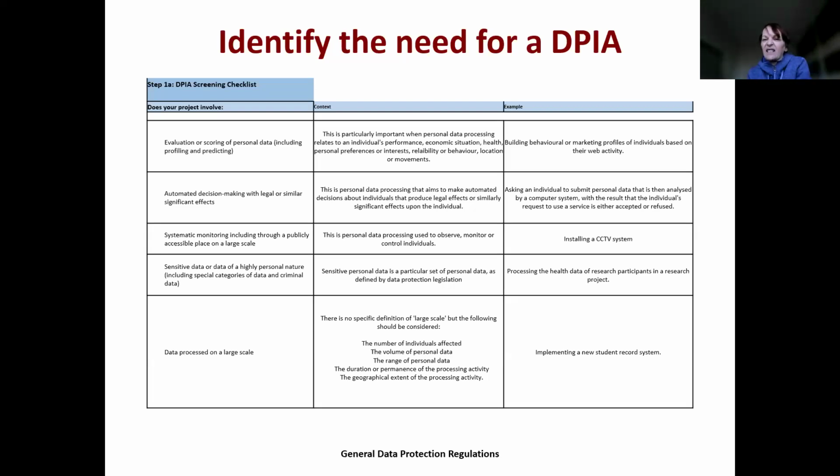Systematic monitoring, again, CCTV is the best example that you can give there. You could also have, possibly, if we monitored people's computer usage or logins, and that was done on a very large scale. Sensitive data, I think most people are familiar with what constitutes sensitive data, and the primary example, which is probably particularly relevant to yourselves, is if you're processing the health data of research participants in a research project.